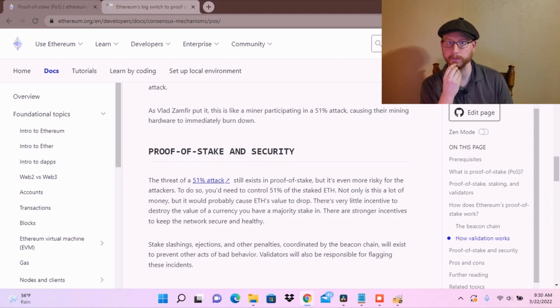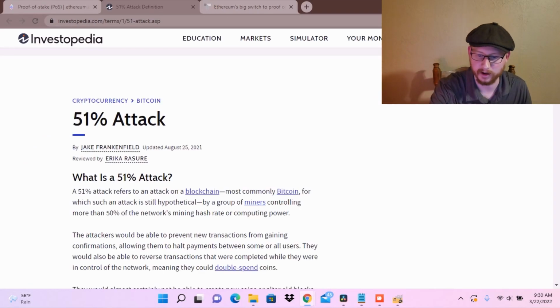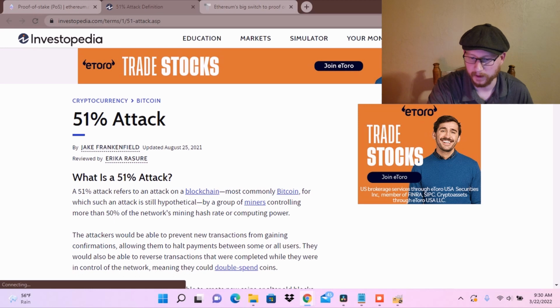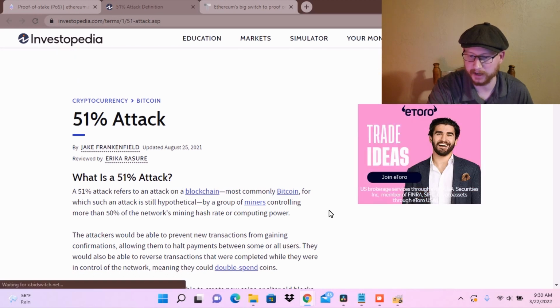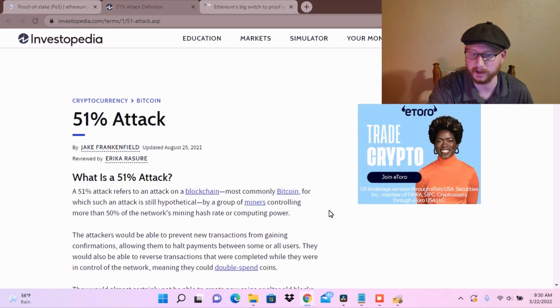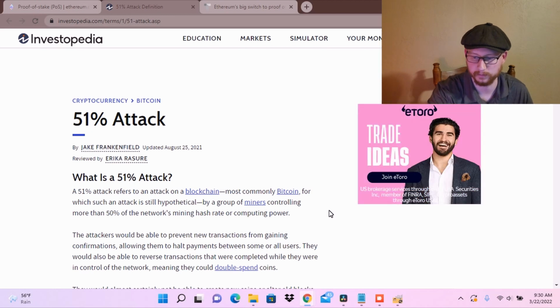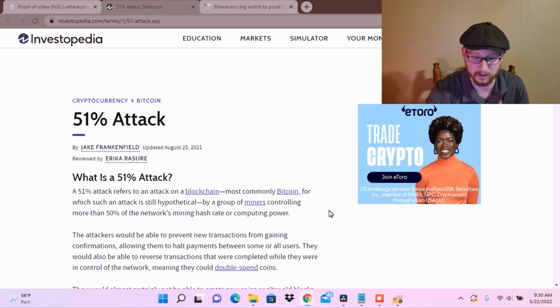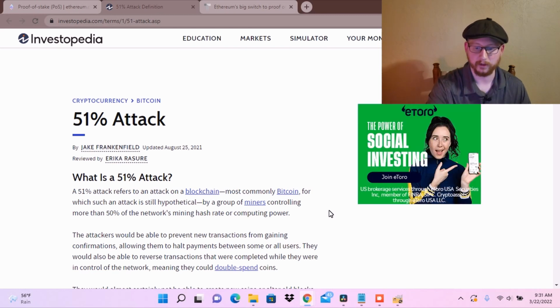I guess it says right here. As Vlad Zamfir put it, this is like a miner participating in a 51% attack, causing their mining hardware to immediately burn down. This is going to continue as the security. The threat of a 51% attack still exists in proof of stake.